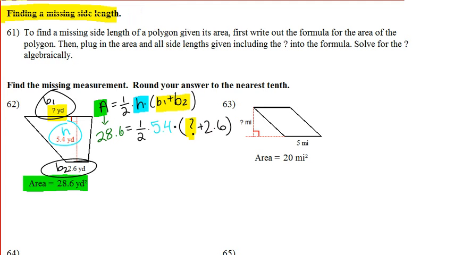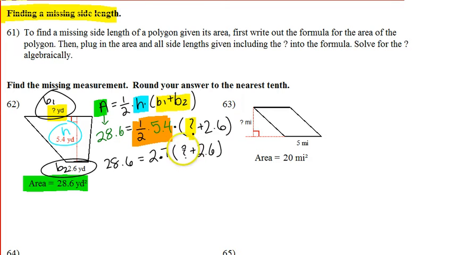That means that I need to look at first this 1/2 times 5.4 and multiply those together. I want to do some of the math right now. So I'm just going to start rewriting the equation. 28.6 I'm not doing anything with, so I'll rewrite it, equals, now 1/2 times 5.4. Half of 5.4 is 2.7. So I just did this piece in the orange. 1/2 times 5.4 is 2.7. And then in parentheses I still have question mark plus 2.6.